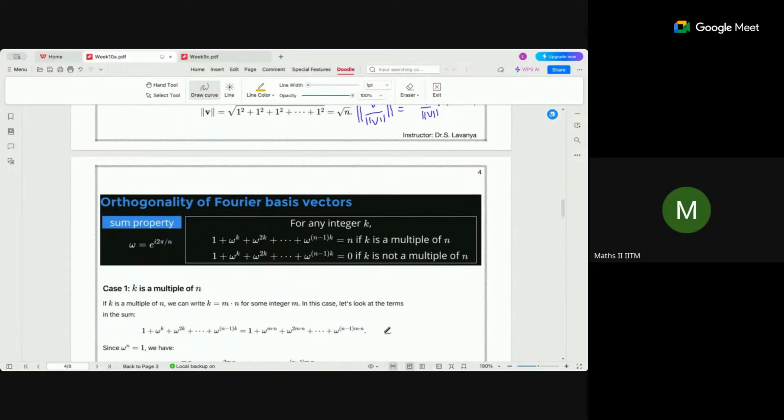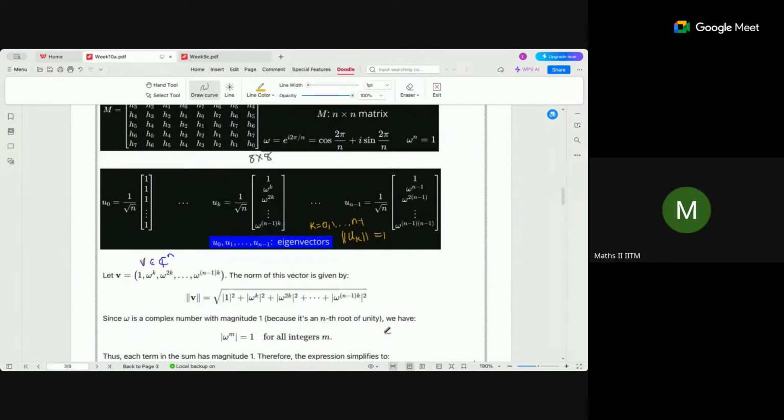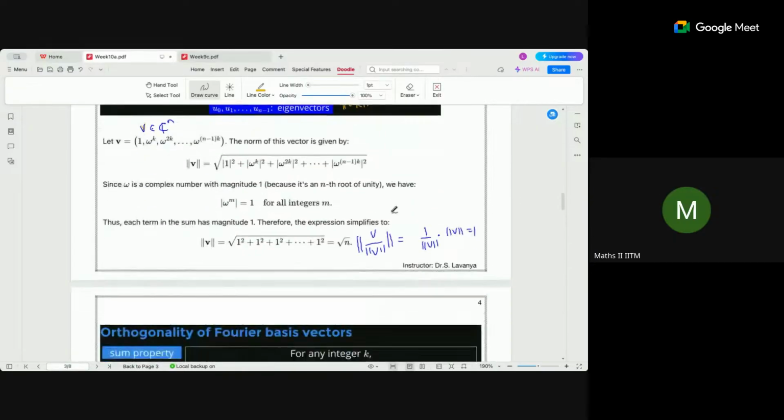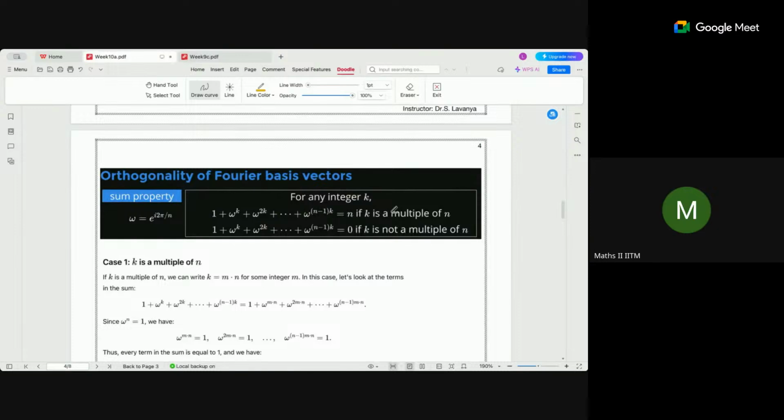Okay, so the next part is that we are going to say that these eigenvectors are in fact orthogonal. All these vectors are orthogonal, we are going to say. How are we going to say that? Before seeing that, let us first look at this property. What is this property? The sum of these n roots is either n if k is a multiple of n, or 0 if k is not a multiple of n.